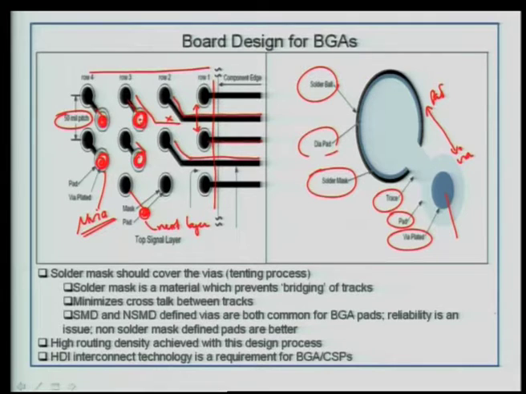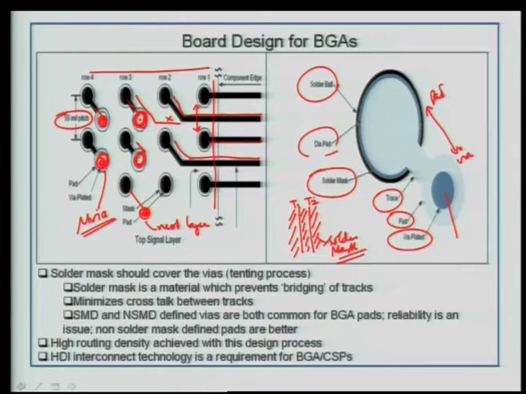And solder mask is a material, epoxy material, which prevents bridging of tracks. It also minimizes the crosstalk between tracks. So, if you have 2 tracks running, the non-track areas will be covered with the solder mask. So, the 2 tracks are actually protected. So, if you take this as track 1, track 2.